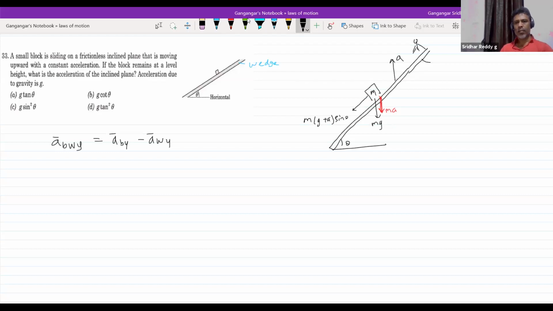So shall I call this acceleration AR, A relative, down the incline. If the inclined plane were at rest, it would have only g sine theta. Pseudo force is acting, so g plus a sine theta is what? The acceleration of the block with respect to the incline, and I'll call it AR. So what is this AR? The acceleration of the block with respect to the incline, along the incline.